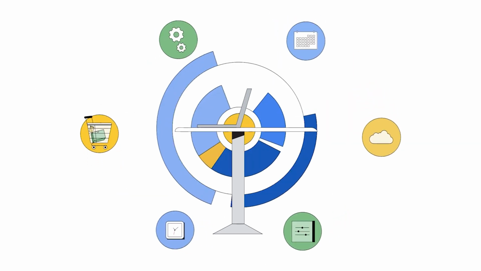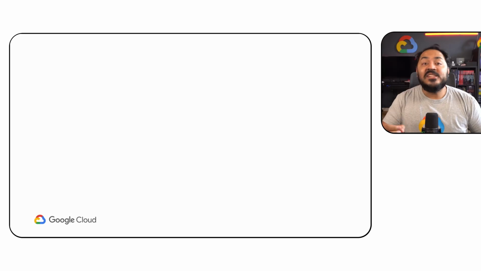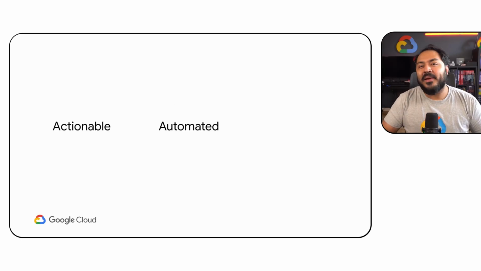Today, we're making that dramatically simpler. We're incredibly excited to announce the GKE Inference Reference Architecture, your comprehensive, production-ready blueprint for deploying your AI workloads on GKE. This framework offers an actionable, automated, and opinionated approach, leveraging GKE's strength for inference, ready for immediate use.